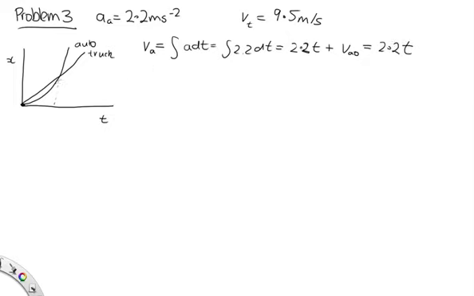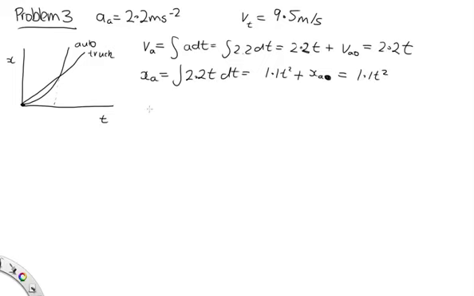Now, we're actually interested in when they're at the same position, so we also need an expression for the displacement of the automobile. To get displacement, we just have to integrate the velocity. So this is the integral of 2.2 t dt. Integrating this, we get 1.1 t squared plus the displacement of the automobile at time 0. We're told that time 0 is just when they overtake each other the first time, so we're taking that as our 0 position. So this is equal to 1.1 t squared.